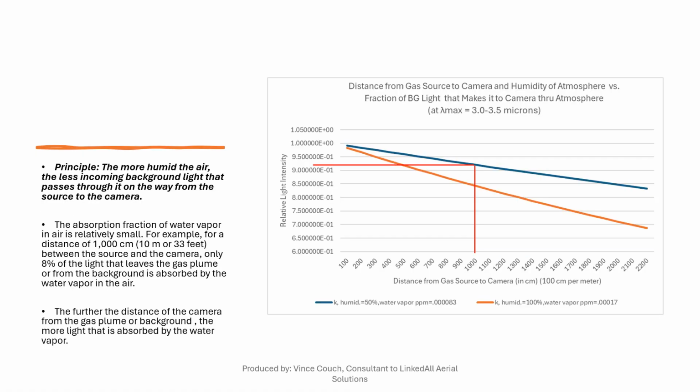The more humid the air, the less incoming background light passes through it on the way from the source to the camera. I've already talked about that. This is at 100% humidity. Say you're 1,000 centimeters, that's 10 meters, from the gas source. The relative light intensity is at 85%. Here it would be at 1. So the greater the humidity, the less light is transmitted at a given distance. At 22 meters, about 60 feet, only about 75% of the maximum intensity will make it through the atmosphere, which is water vapor.